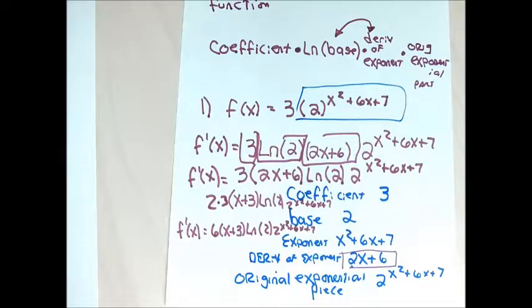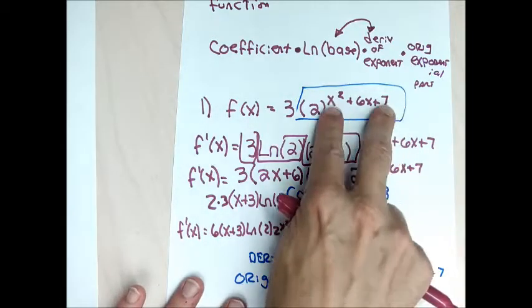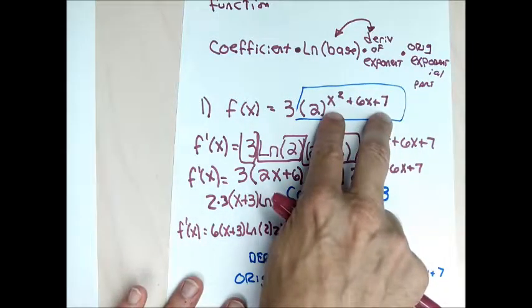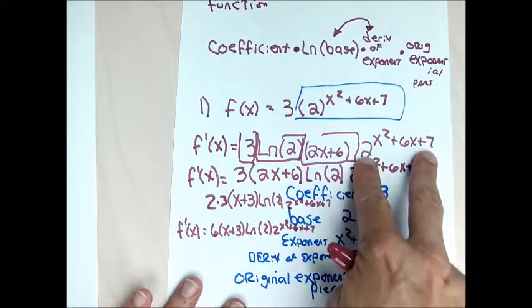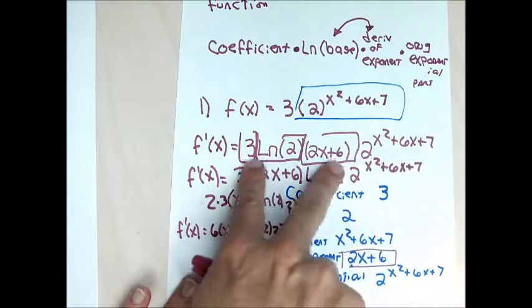One big deal when you're taking the derivative of exponential functions: the exponent doesn't change. The exponential piece stays exactly the same. You get the whole exponential piece back and you just get some things before it.